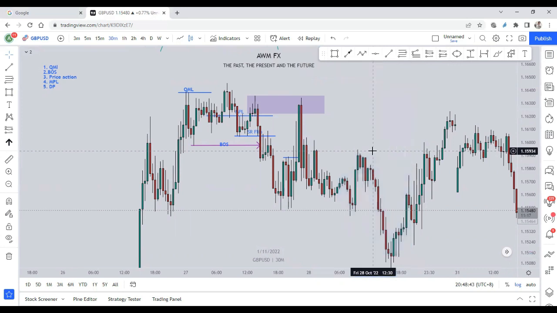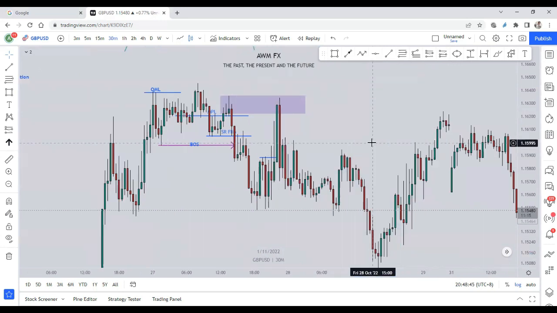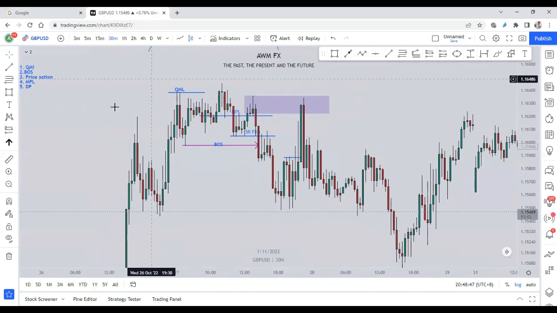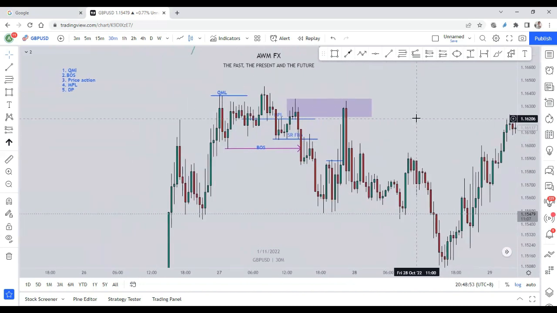Trading QML is not that difficult. It's just that you need to identify the zone and all the movement correctly. You need to do a lot of homework in order to recognize all these elements and also the movement. So that's all for now. Hopefully you guys learned some tips on trading QML supply and demand.